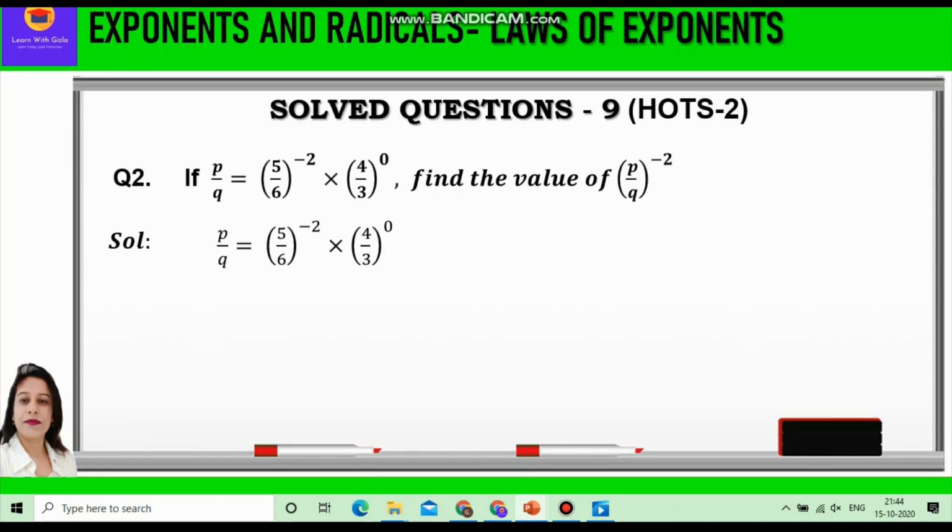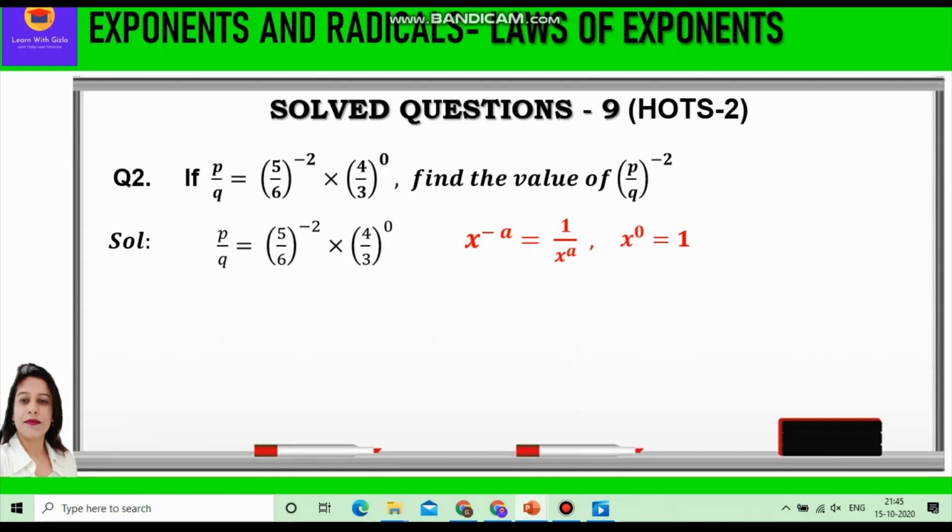It involves two laws, that is, one is the negative exponent, other is the zero exponent. So over here, the negative exponent we have to convert into positive exponent by applying the law which says whenever we have x raised to power minus a, it is equal to 1 upon x raised to power a. So we just have to reciprocate the base. And the zero exponent says anything raised to power 0 is 1.